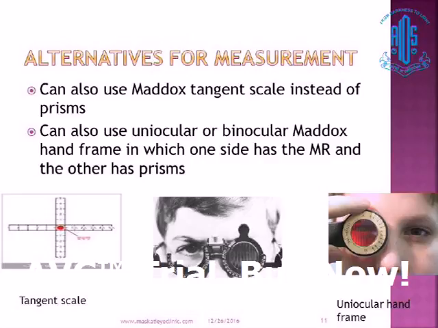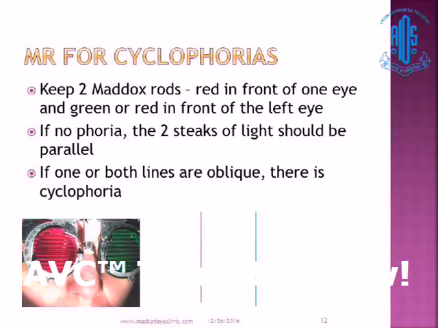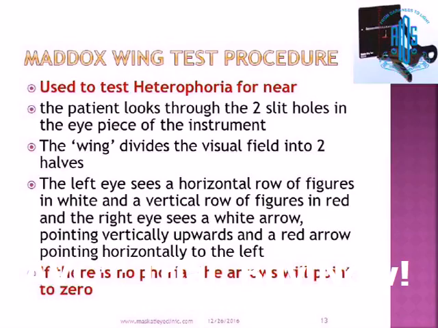We won't go into those details. You can also use it for cyclophoria. Just imagine a simple thing like this can be used for cyclophorias. Here you put the Maddox rods, a red one and a green one. If there is no cyclophoria, you'll see two parallel lines. It's horizontal rods, so the lines are vertical. If the two lines are not parallel, but they are turning towards each other or away from each other, you know there is a torsion element, so some oblique is involved.